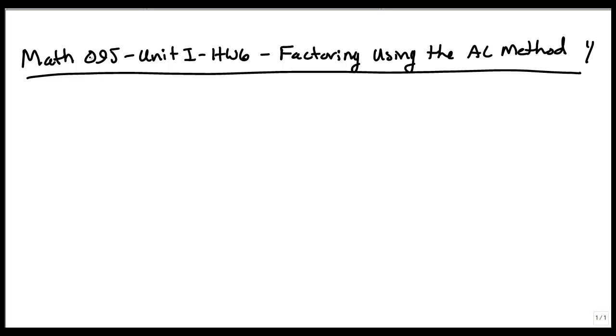Unit 1, Homework 6, we're going to be looking at factoring using the AC method. So the first question is, what are we trying to factor? Well, a lot of the things that we're going to be trying to factor are called trinomials. So the standard form for a trinomial, and especially with the square term with a quadratic, is going to be ax squared plus bx plus c.